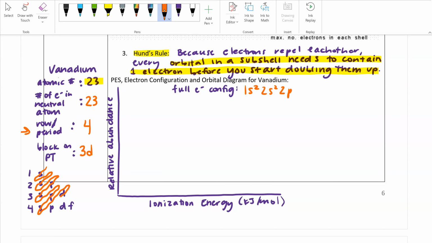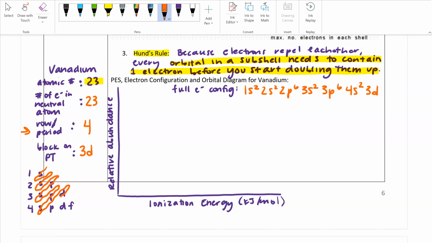Every p subshell has 6 electrons, so if I've gone through it, that means it's full. Then I get to my 3s. Every s subshell contains 2 electrons. 3p, every p subshell contains 6 electrons. Then 4s is the next thing I fill if I'm just following my squiggly line. 4s has 2 electrons, and then I'm ending in the 3d block.